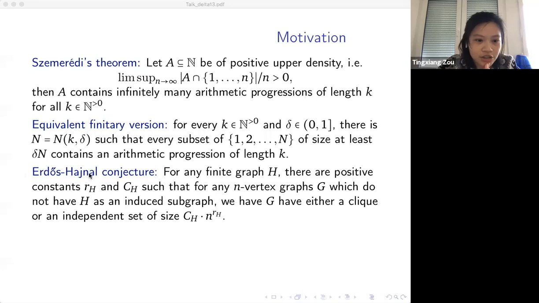Instead of one H-free, so this is H-free, so it avoids one subgraph as an induced graph, you can consider a graph that avoids a finite set of graphs as induced graphs. And there are some theorems about this. Maybe we will talk about them later.